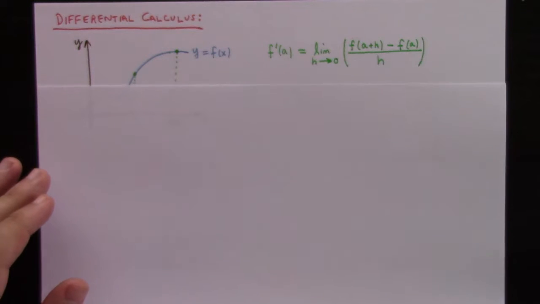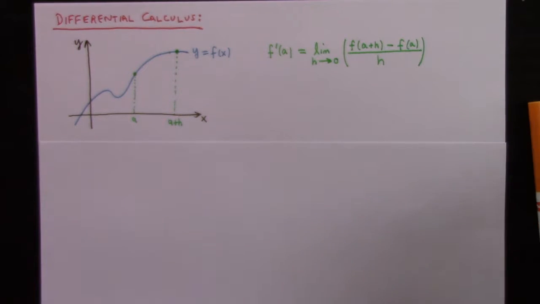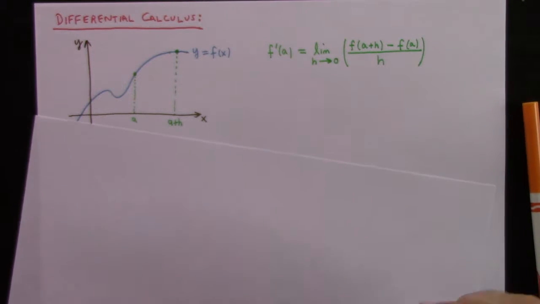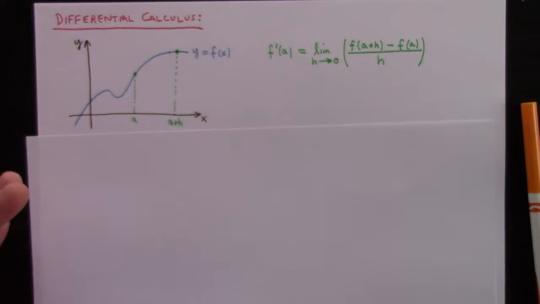Alright, so let's talk about differential calculus. I'll try to be pretty quick here. So first of all, what's the basic definition? A derivative at a point, right? The idea is to capture the slope of the tangent line, right?